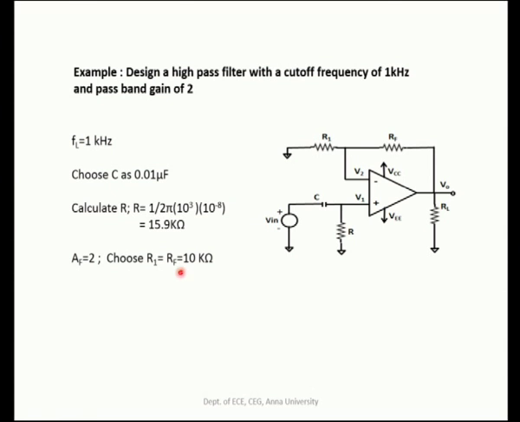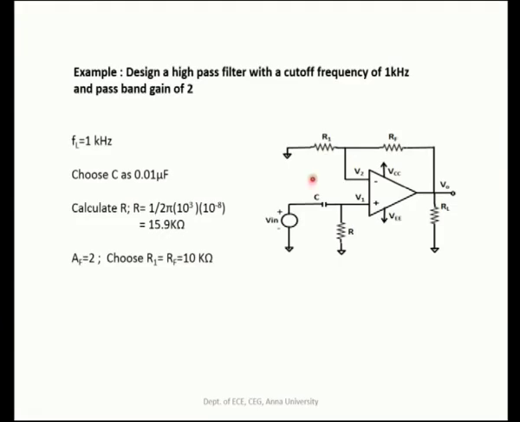So, RF by R1 must be equal to 1. So, we will choose this RF and R1 to be of the same value, and we have chosen it to be 10 kilo ohm here. So, you can substitute these component values here, and experimentally you can verify the frequency response of this filter.